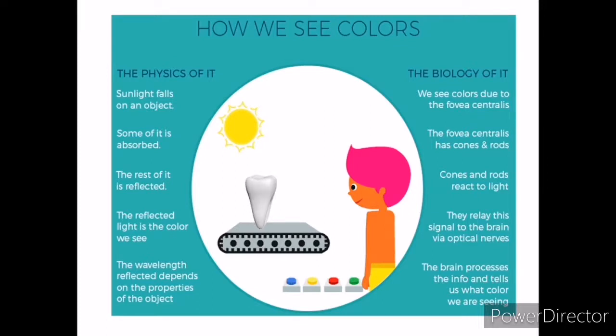So how do we see color? We have a physical component and a biological component. When light falls on an object, some gets absorbed while some gets reflected. The reflected light is what we see as color. As for the biology, in the eyes the rods and cones play an important role. Then the signals are relayed to the brain, where the brain processes them and tells us what color we are seeing.